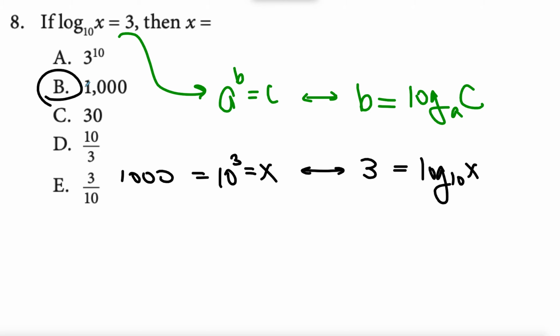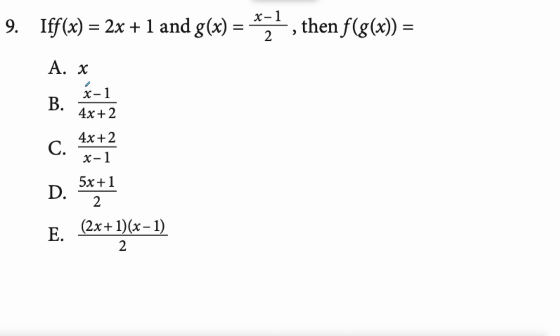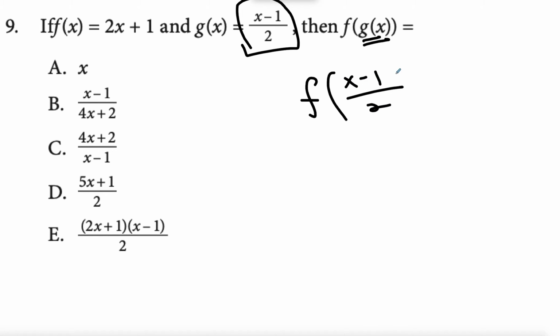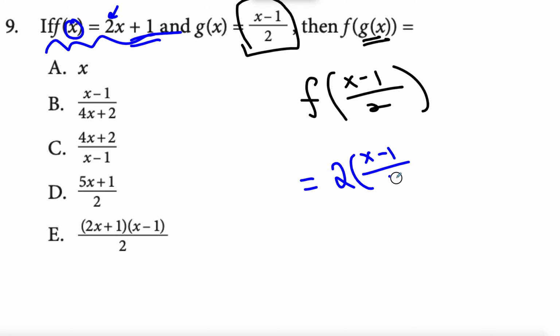Alrighty, let's move on to the next problem. Number 9. So if f of x is equal to 2x plus 1, and g of x equals this expression, then what is f of g of x? Since g of x is this expression, I can put this one in place of g of x. So we get f of x minus 1 over 2. But what is the function f? Whatever you plug in, you're going to double that and then add 1 to it. So that means double what's given, and then add 1 to that.